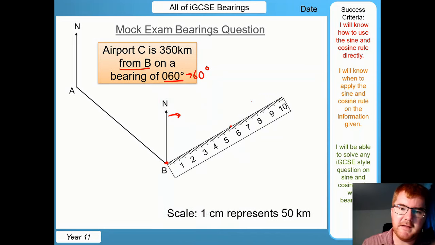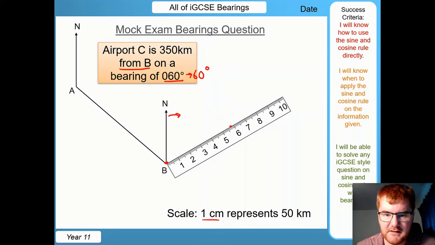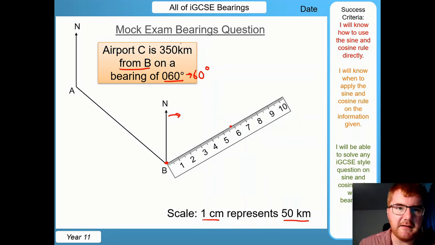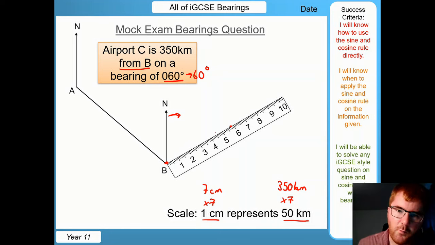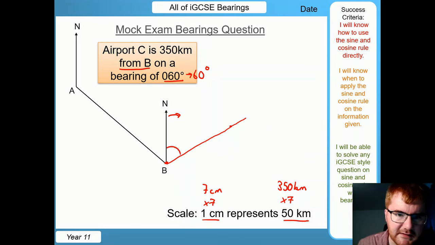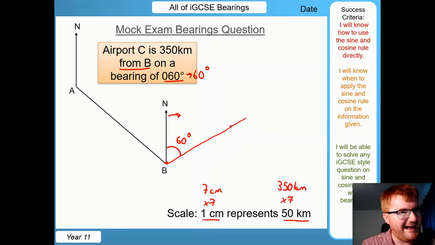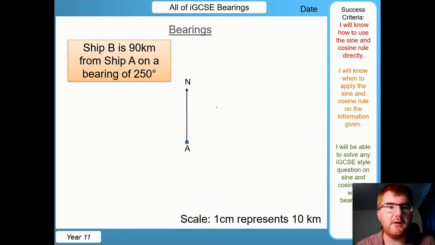And then we want to measure along this line. Now, if 1 centimeter represents 50 kilometers, then to get 350 kilometers, what do we do to 50? To get to 350, we multiply by 7. So if we do the same to both sides, then 7 centimeters represents 350 kilometers. So at this point, we've got our point, so we know exactly where to put our ruler, and then we just measure a 7 centimeter line. So this is how you do it manually, and generally not expected to do on the exam. I would also mark in the angle here of 60 degrees to show the examiner I've drawn that angle and I've drawn it accurately. Again, this can also work with reflex angles as well.